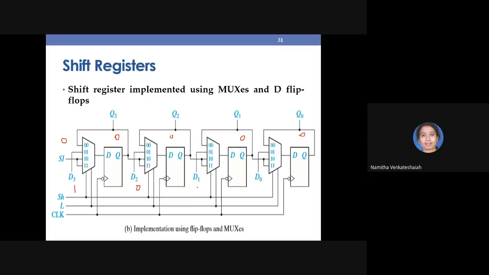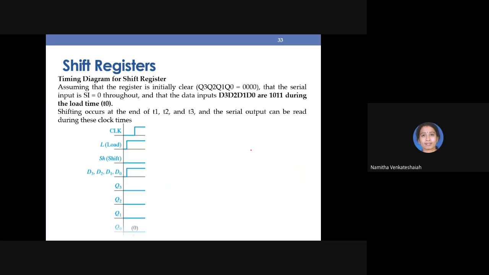So if L is equal to 1, what happens? D3 will be copied to Q3, D2 will be copied to Q2, D1 will be copied to Q1, D0 will be copied to Q0. That's what is happening here. Now L is high, this value 1011 is getting copied here. That's all. And after that, shift is becoming high.